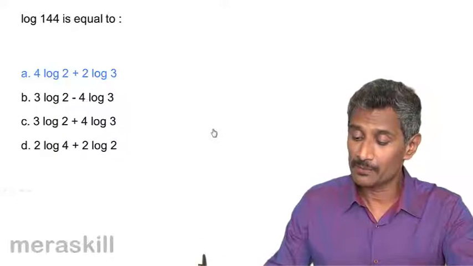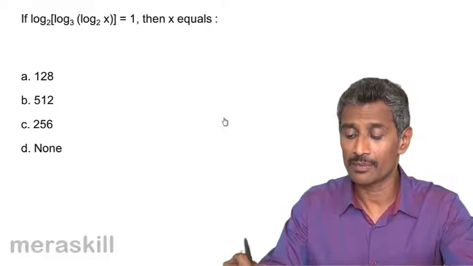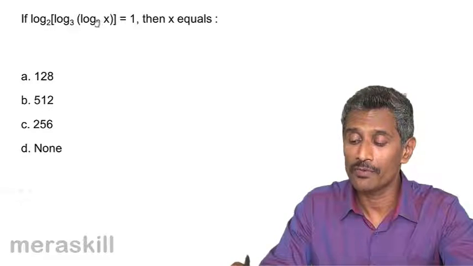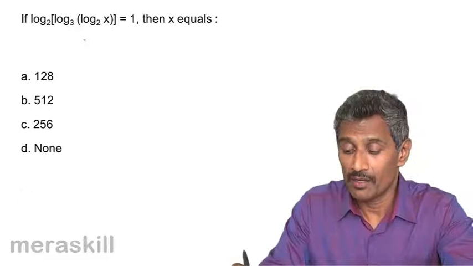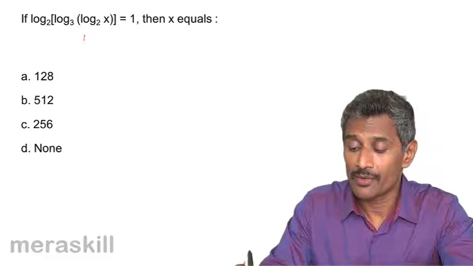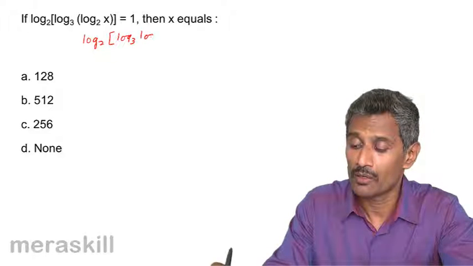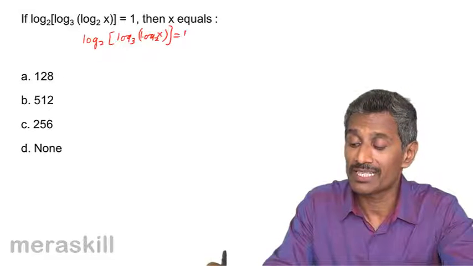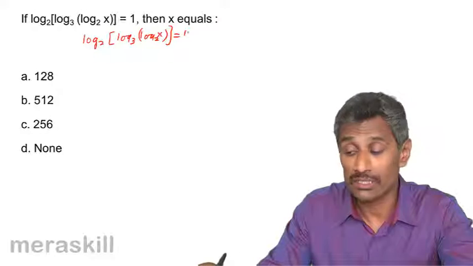Let's take the next example here. We have done this type, but with a bit of a deviation. Here we have an equation. We read it as log of log x to the base 2 to the base 3. Normally in these simplifications we start from the innermost bracket, but now this is going to be an equation, hence you need to convert it to the exponential form.